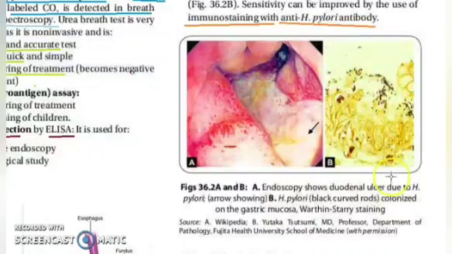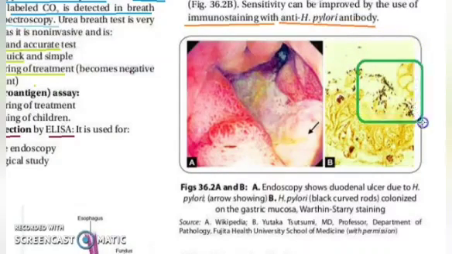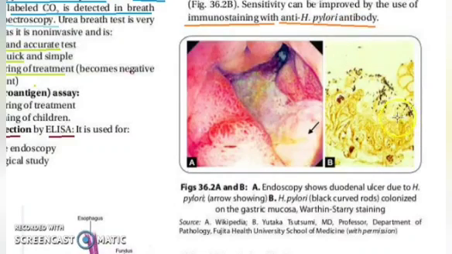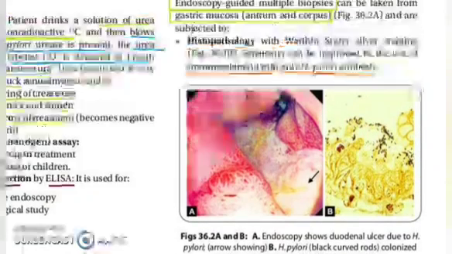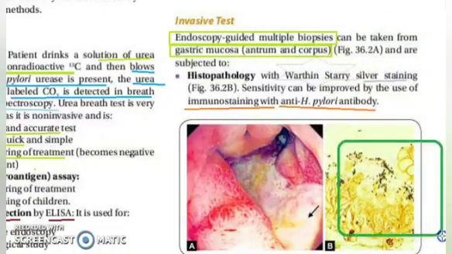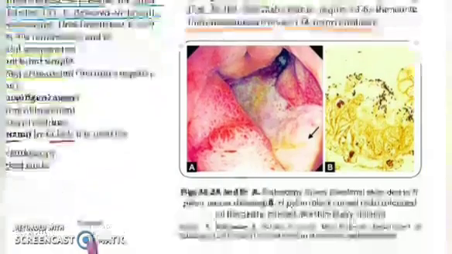H. pylori, black curved rods. Here you can see black curved rods colonized in the gastric mucosa. Please note it will be in the gastric mucosa. And this is the Warthin-Starry staining. Okay. Warthin-Starry staining, silver staining. This is Warthin-Starry silver staining. It will appear black like this on the gastric mucosa. Fine.